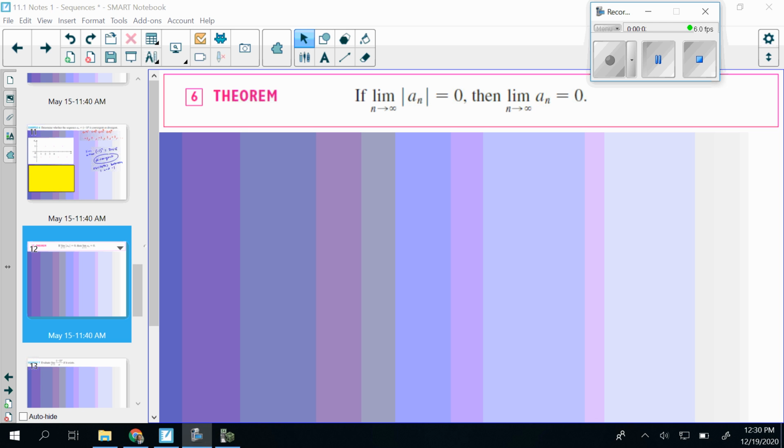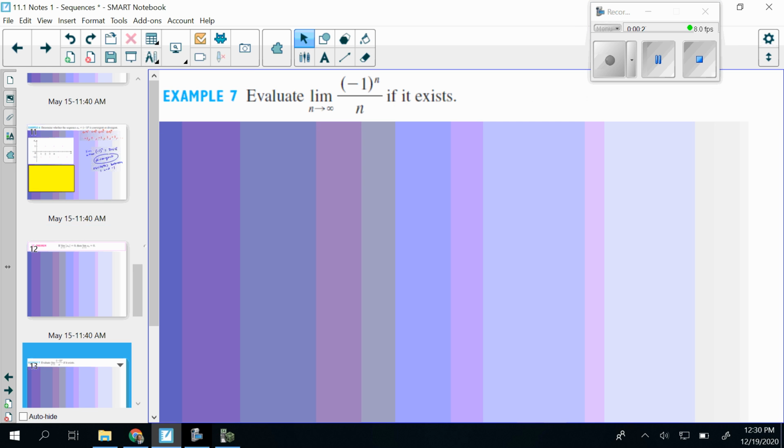All right, one theorem that is helpful when doing limits of sequences is if you take the limit as n goes to infinity of the absolute value of a sub n, the nth term, and it equals 0, then that also means the limit of just the sequence would be 0. And this is helpful if you have a series that is alternating back and forth between the positive and negative. So let's look at an example here.